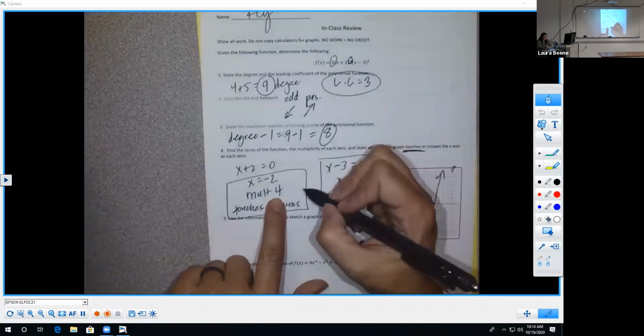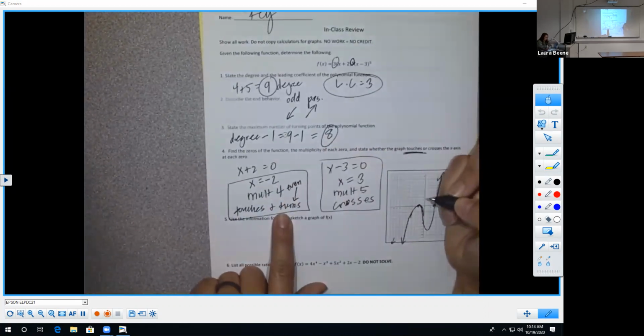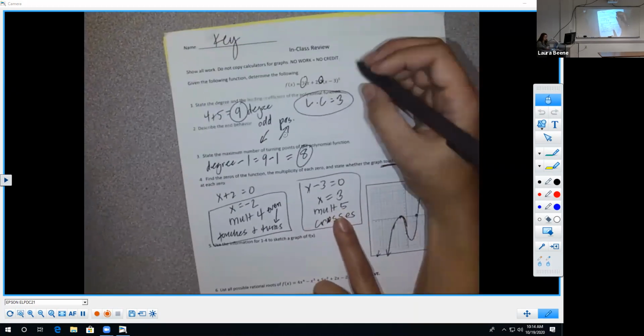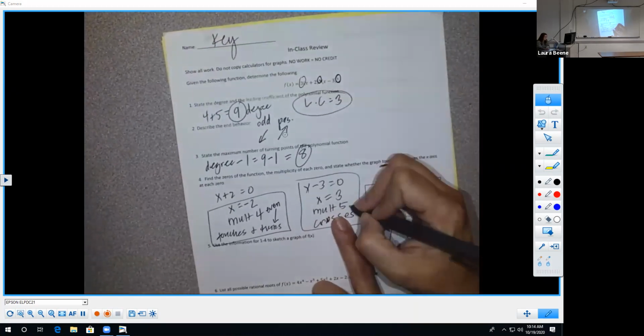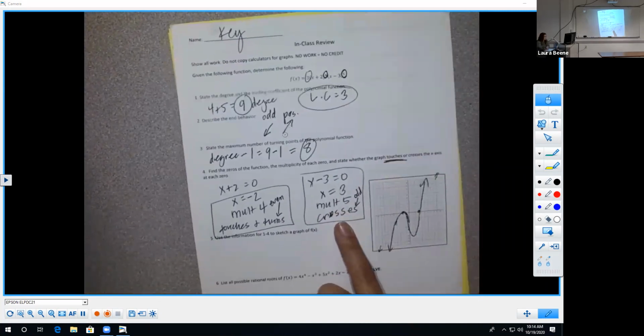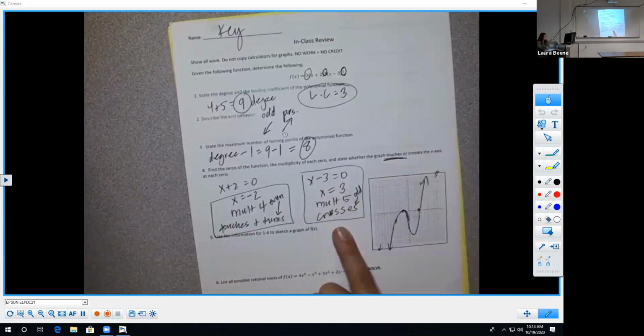If this is an even number, then it touches and turns. And then over here on x equals 3, it had an exponent of 5, so it had a multiplicity of 5. 5 is an odd number, so it crosses. Odd multiplicity crosses, even multiplicity touches and turns.